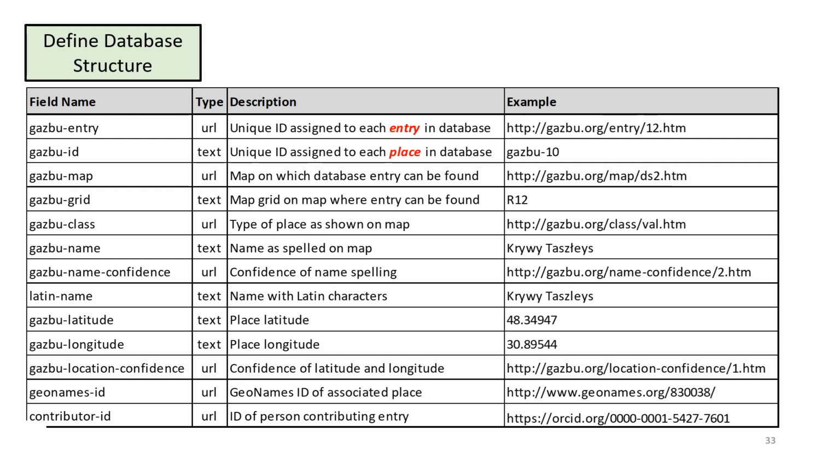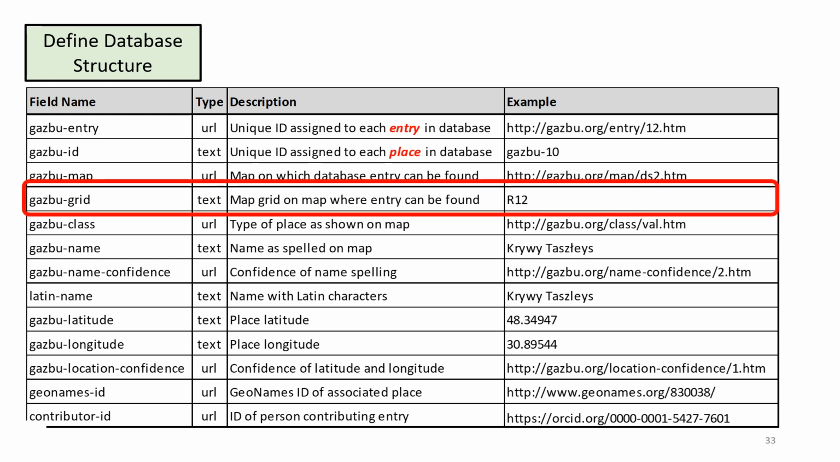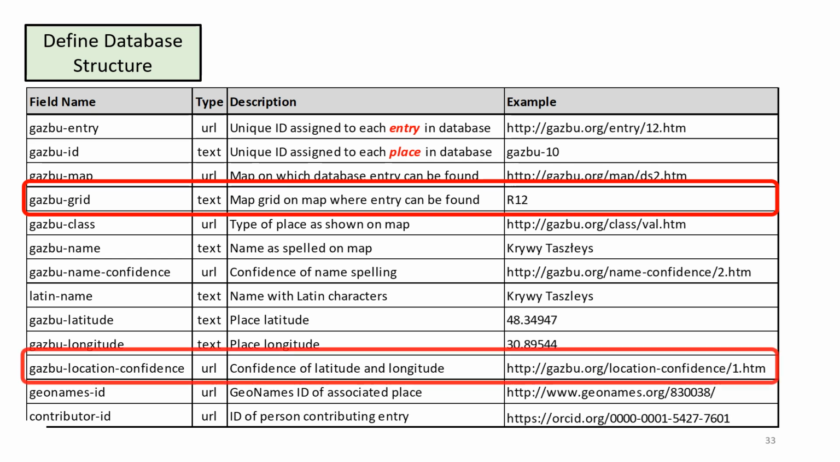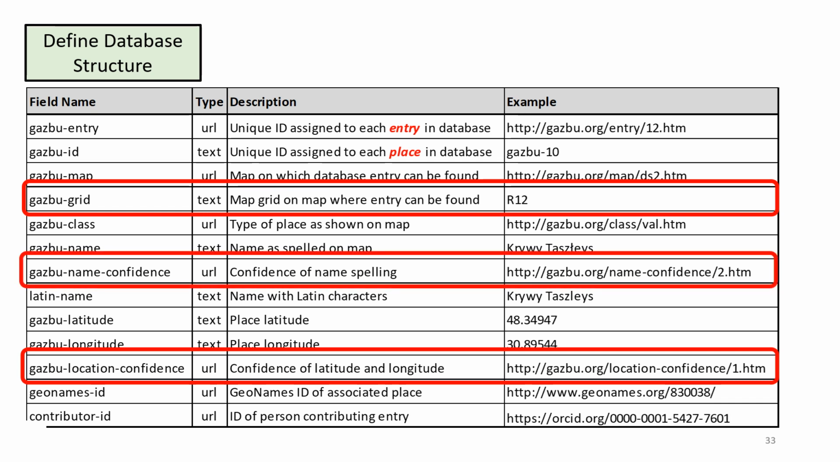Returning now to the discussion of our database structure, we will examine our map grid system, the manner in which we quantify our confidence in our Gazetteer location data, and Gazetteer place name confidence.